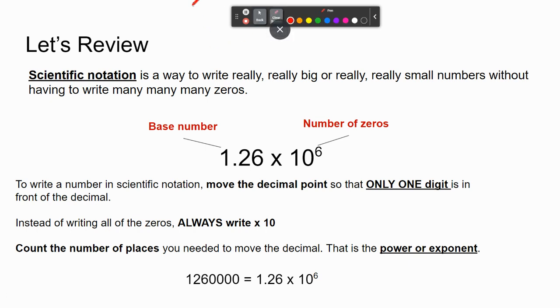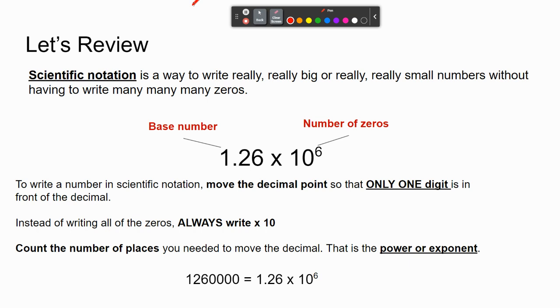So, scientific notation is a way that scientists mainly write really big numbers or really small numbers without having to write a whole lot of zeros. So whenever they're looking at a number that's huge, that has lots of zeros at the end, or a number that's really small, maybe it has lots of zeros after the decimal point before the actual number, they have a shorthand way to write it so that it doesn't take so long to write.